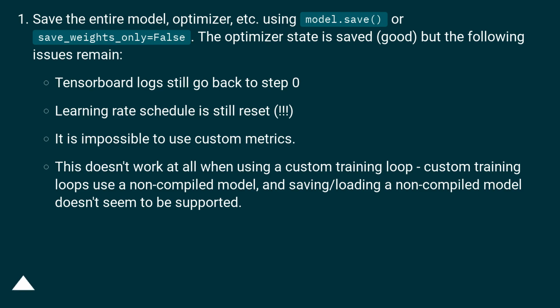Save the entire model, optimizer, etc. using model.save or save_weights_only=False. The optimizer state is saved, good, but the following issues remain. TensorBoard logs still go back to step 0. Learning rate schedule is still reset. It is impossible to use custom metrics. This doesn't work at all when using a custom training loop. Custom training loops use a non-compiled model, and saving/loading a non-compiled model doesn't seem to be supported.